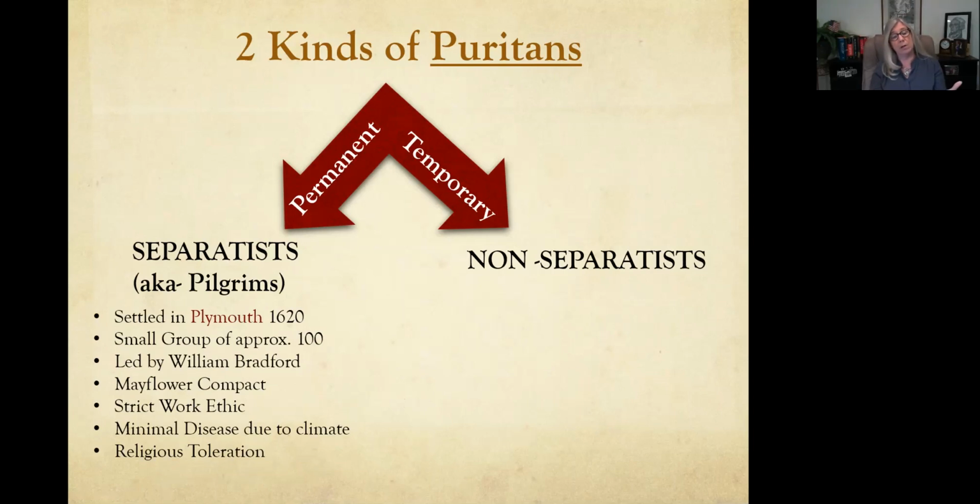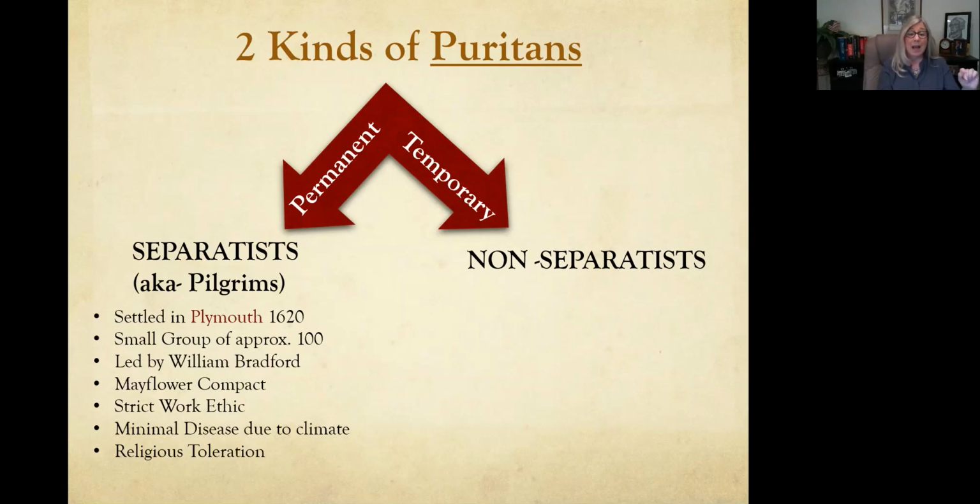The Mayflower was one of them, and again, it has a small group of colonists on board. Their leader is William Bradford. Okay, so I would make sure that I know his name. He was a very, very good leader, very fair, made good decisions, was very organized. So he was the leader of the Pilgrims.